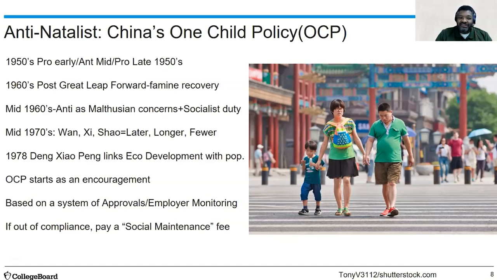The one child policy started out as an encouragement or a strong suggestion, mainly to Communist Party members and other government officials. The one child policy is based on a system of approvals. This can range from getting permission from your employer and also from a local neighborhood committee. If out of compliance, you're ordered to pay a social maintenance fee. For many Chinese millionaires and billionaires, they simply choose to pay the fee.